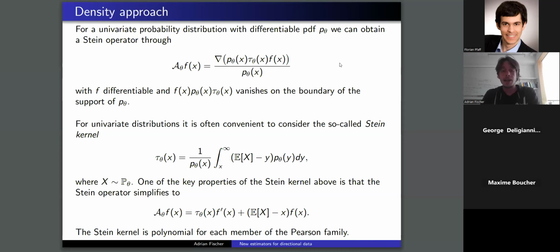For univariate distributions, it is often convenient to consider the so-called Stein kernel for the function tau. The Stein kernel is defined like that, where x just follows the distribution p. And why is that a good choice? Well, if we choose tau like that, the Stein operator simplifies to this expression here. Quite simple, we have tau appearing again, and then just the expectation of x. In fact, this Stein kernel is polynomial for each member of the Pearson family. So already for quite a wide class of distributions, we get a simple Stein operator.